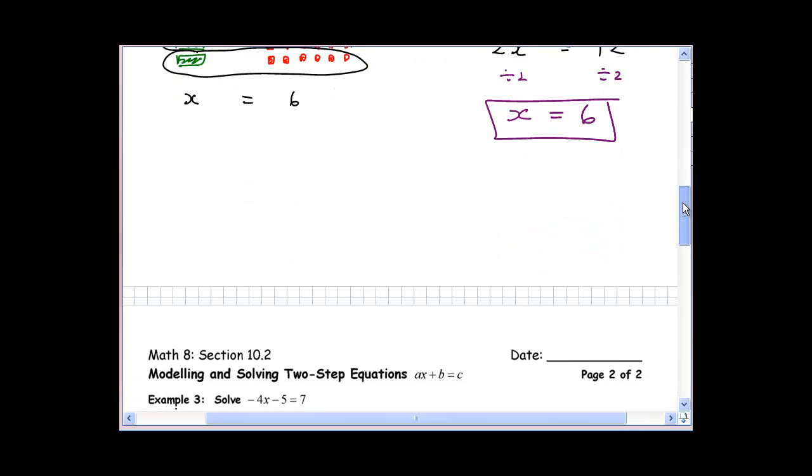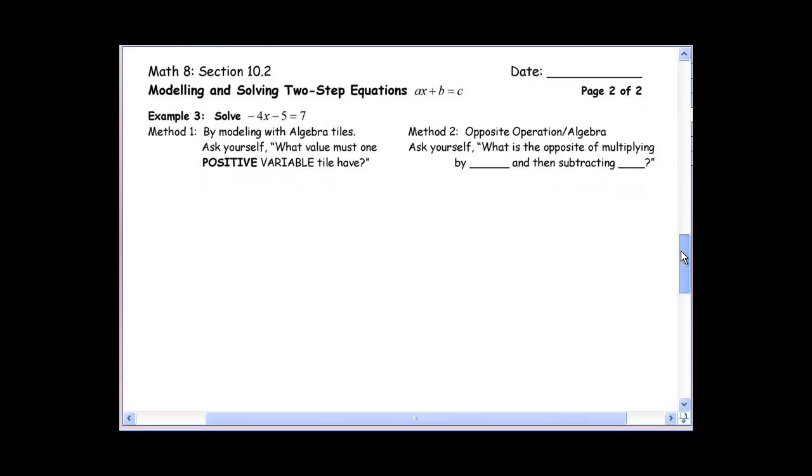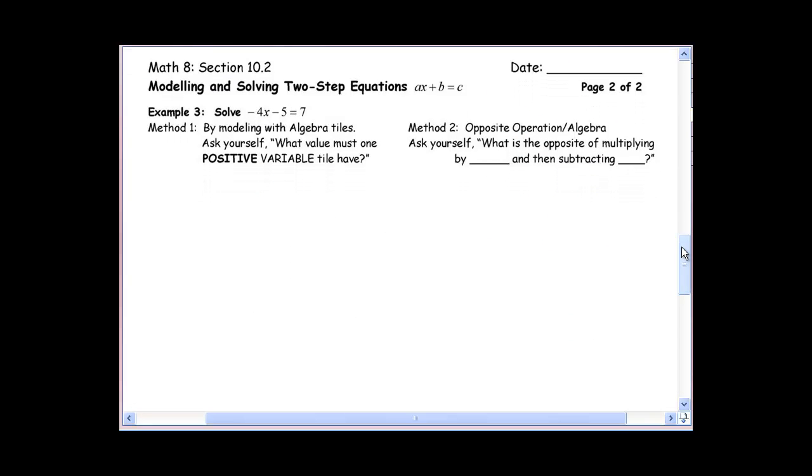All right, we've got one more to try on the back. So I'm going to ask you to turn the page now. And now we've got example number 3, where we're asked to solve this particular question. Negative 4x, take away 5 equals 7. And yes, I want you to do it again by both methods, algebra tiles and opposite operation. Okay? Tiles first.